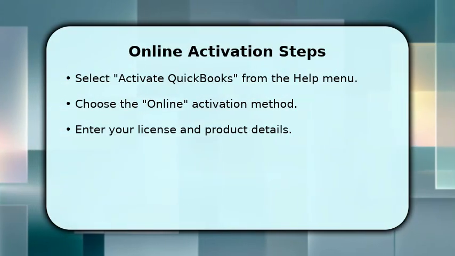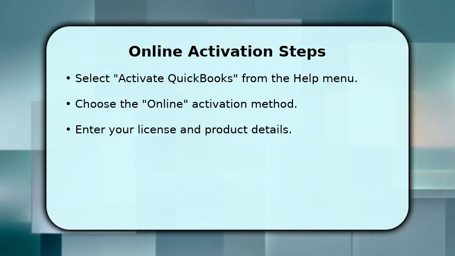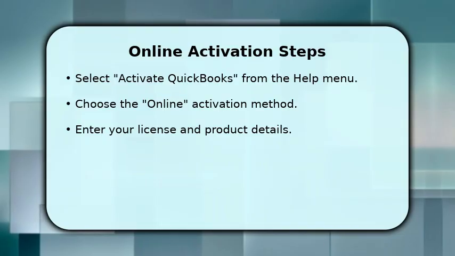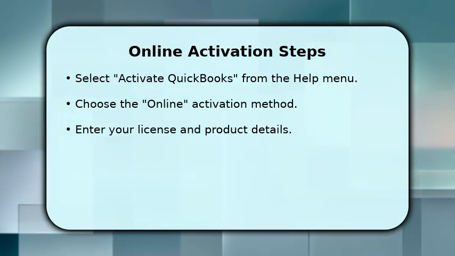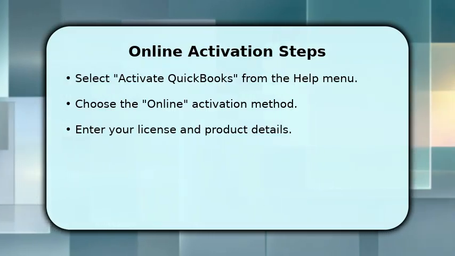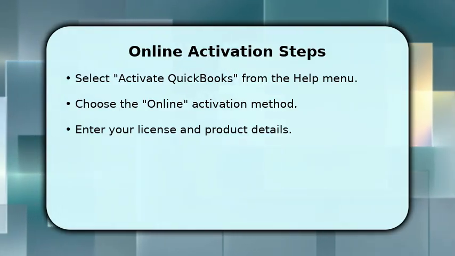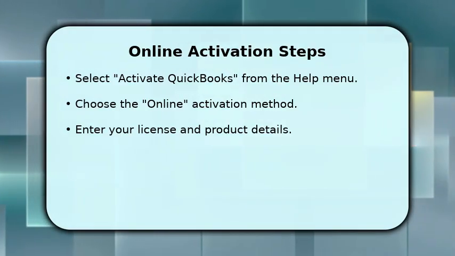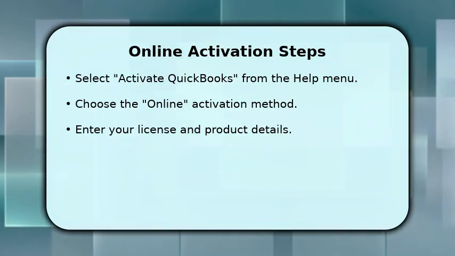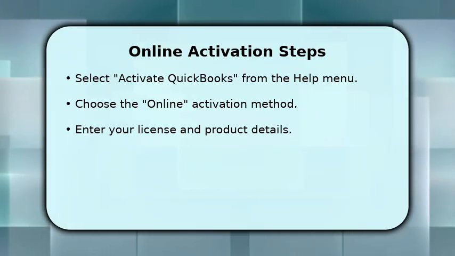Once QuickBooks is open, navigate to the Help menu at the top. From there, select Activate QuickBooks and choose the online activation method. You'll then be prompted to enter your license and product numbers. Carefully input these details into the designated fields and follow the on-screen instructions to complete the activation quickly and efficiently. This is often the fastest way.